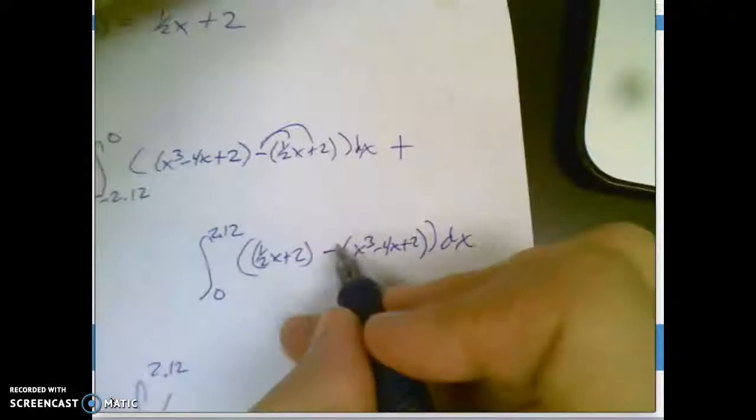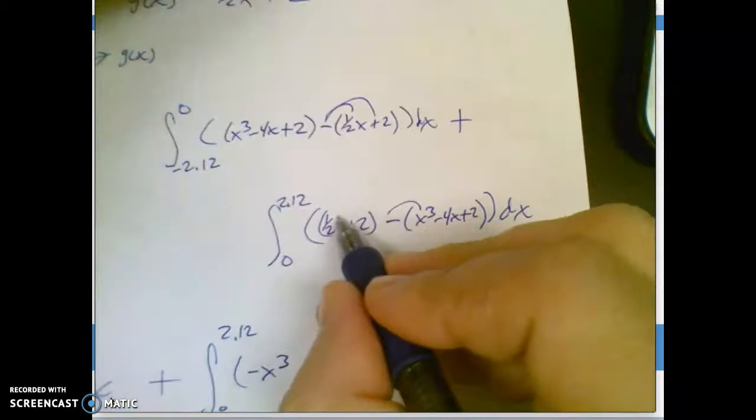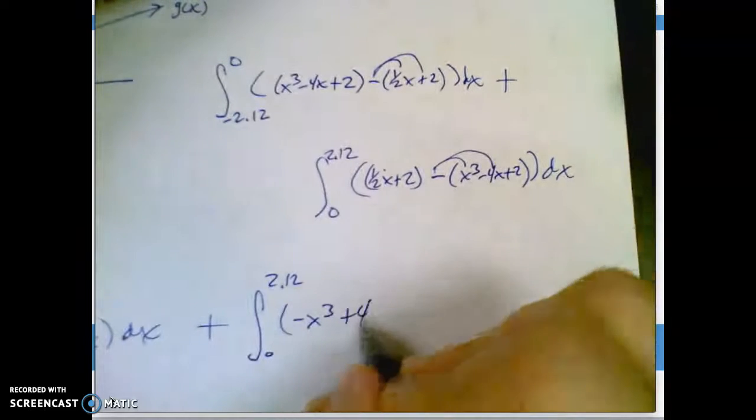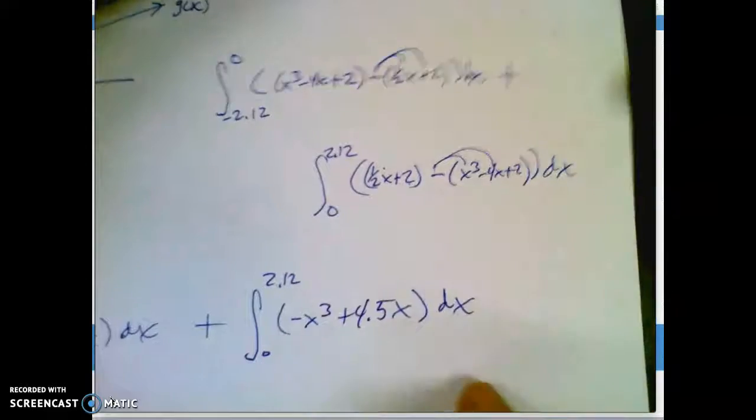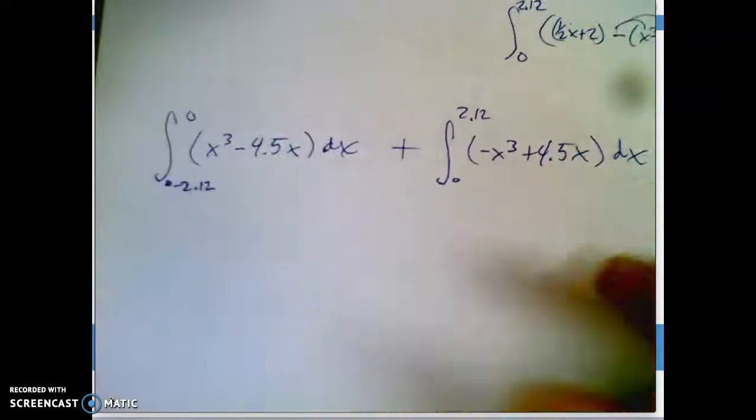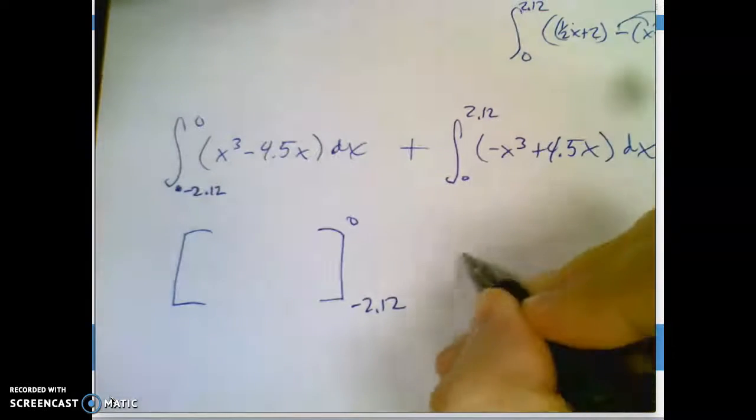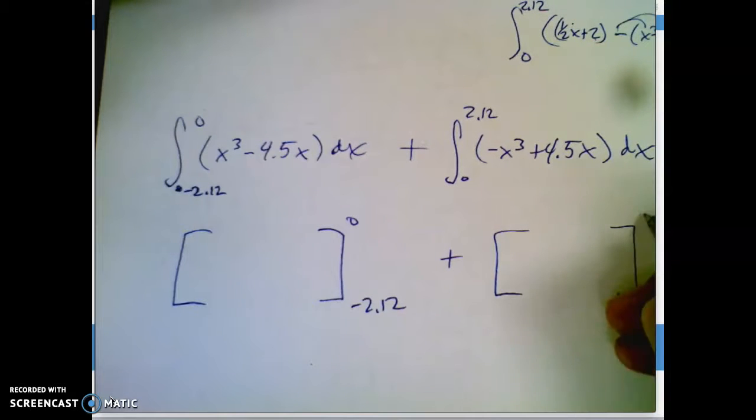I reversed them. So here I have a negative x to the third, and then I have a positive 1/2 minus negative, which means plus. So plus 4.5x. And here I have 2 minus 2 again, so they're gone. I don't know if they always turn out this way. Maybe they do, maybe they don't. But either way, now you just have two problems where you're going to take the integral from negative 2.12 to 0 and the integral from 0 to 2.12.